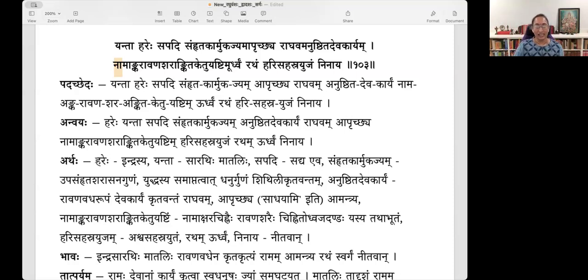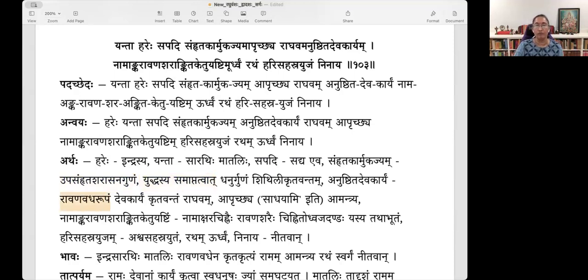Okay. Harehe Indrasya Yanta Sarathihi Matalihi. Yanta, from Yamayati, one who controls. Yanta Sarathihi Matalihi Sapadi Sadhya Eva, immediately Samhrita Karmuka Jyam Upahrita Samhrita Shara Upasamhrita Sharasana Gunam. Upasamhrita, one who had taken it back. Sharasana, Sharasya Asanam is bow, Guna is the string. So one who had taken back the string of the bow, this is an adjective to Rama, Raghavam. Yuddhasya samaptatvat, because the yuddham had completed, the battle was complete, dhanur gunam shithilikritavantam. He had slackened the bow, he had made it loose. So he had loosened the bow string here.